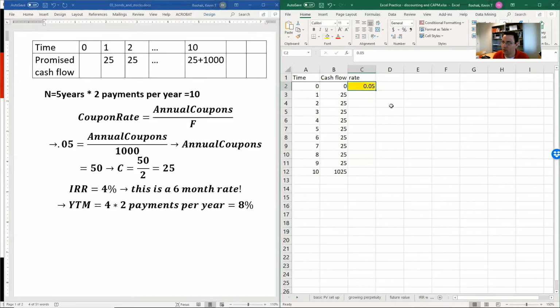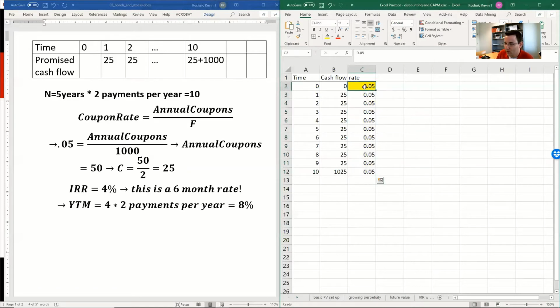So that's my input. What I'm going to do is tell Excel to apply that 5% rate to all of these cash flows. So how am I going to do that? I'm going to use a formula. I'm going to tell Excel, pull a rate from cell C2. Okay. I'm going to fill that formula down.